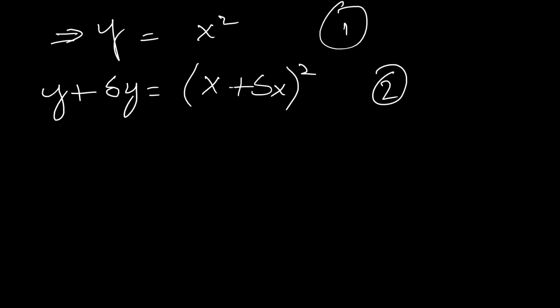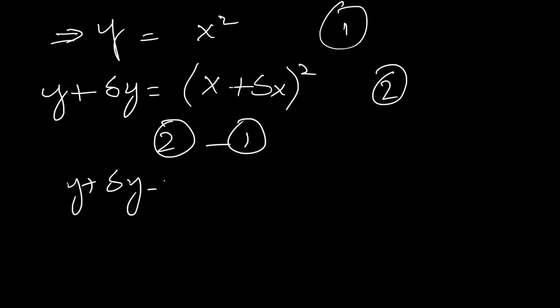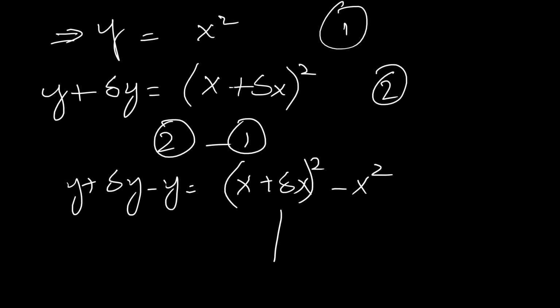Now subtract equation 1 from equation 2. Okay, so what do we get? We get y plus partial y minus y on the left hand side, and on the right hand side we're left with x plus partial x square minus x square. Okay, so we're gonna expand it here.